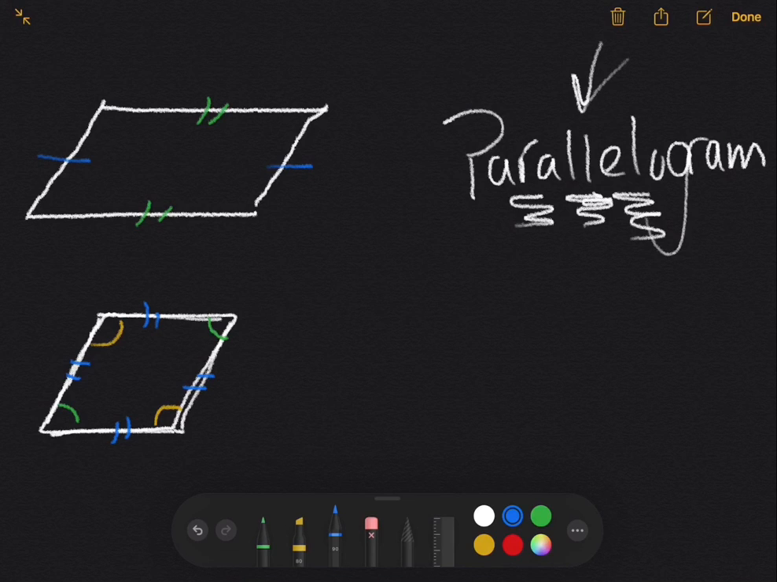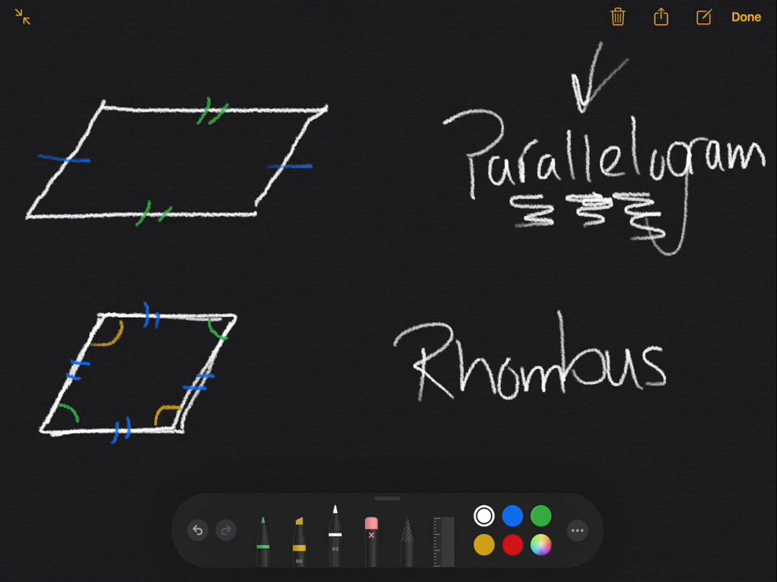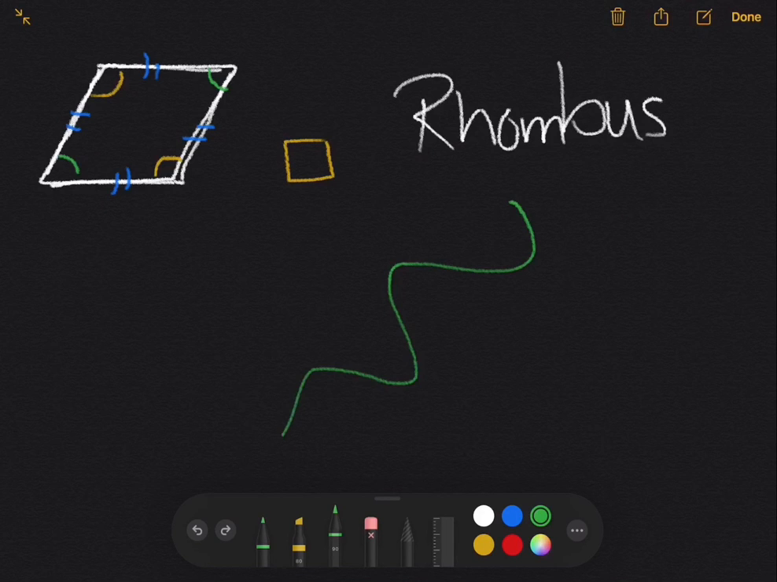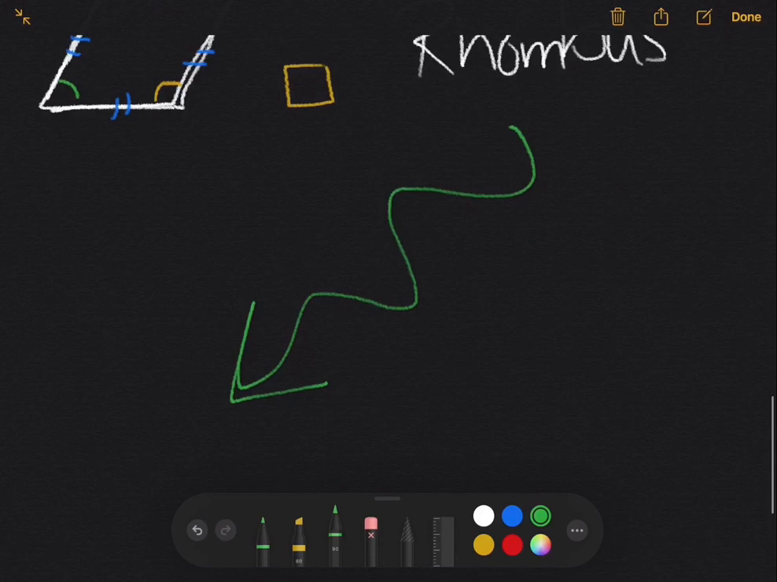But you'll notice that all four of the sides are the same length. So that means it is called a rhombus. A rhombus. So the way I remember this is a parallelogram is just a slanty rectangle, and a rhombus is just a slanty square. There's one more thing about rhombuses that you need to know.